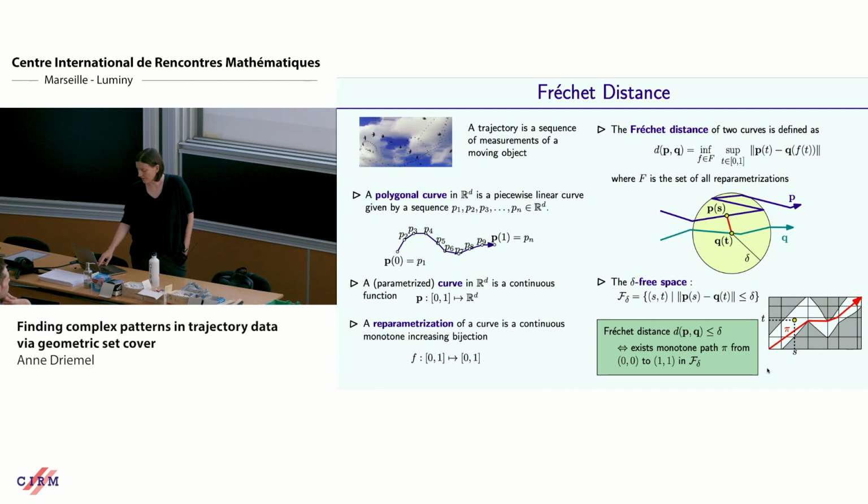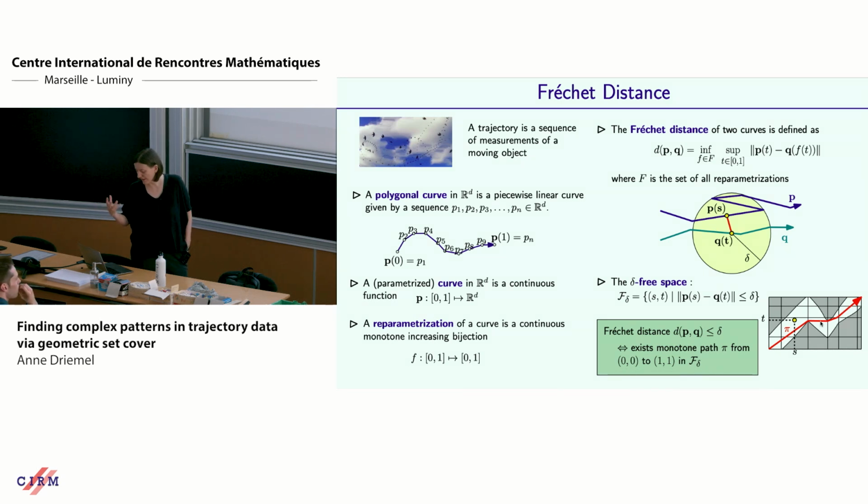So if I go back, if this delta is a bit too small, then here there is a path, but there's no monotone path. If we make delta a little bit bigger, then there is a path. And so we can test whether the distance is smaller or equal to delta by going through this free space diagram. This is all well known, but what we want to do is solve clustering problems under this distance measure, okay?